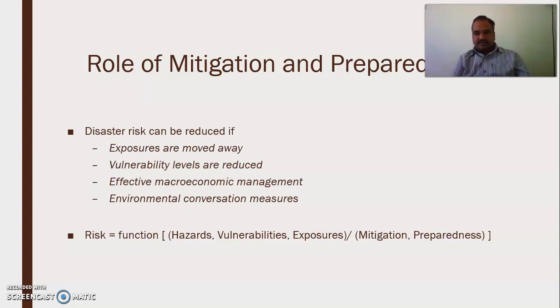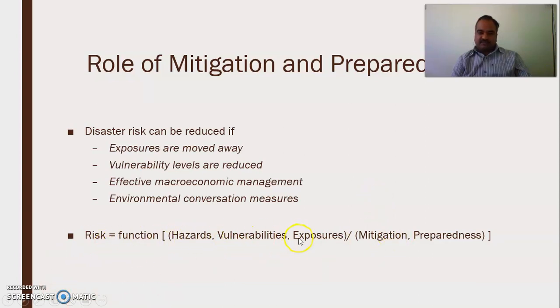As we have already stated, risk is a function of hazards, vulnerabilities, and exposures. If all these three are high, then risk will be high. These are all directly proportional to the risk. On the other hand, there are two terms, mitigation and preparedness. If we mitigate the hazards and are well prepared, then we can reduce the risk. That's why these come in the denominator, which means that they are inversely proportional to the risk. If there is high mitigation and high preparedness, then the risk can be reduced. That's how the function is modified in the last equation.